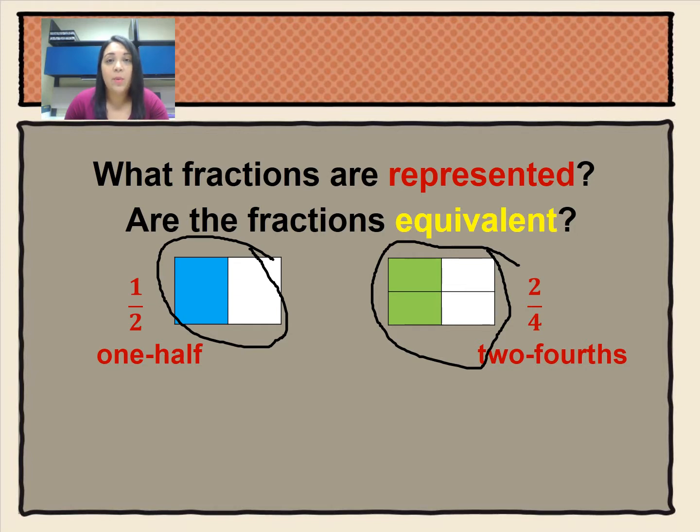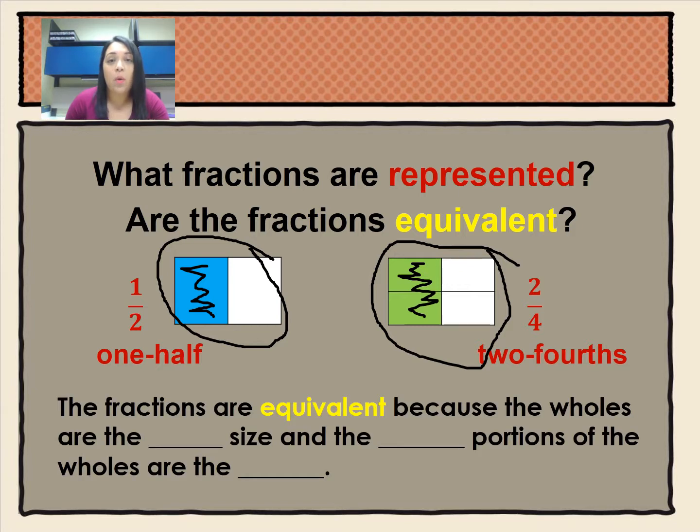Are the fractions equivalent? Yes, because if you look at the shaded portion, they are the same size and cover the same portion of the whole.